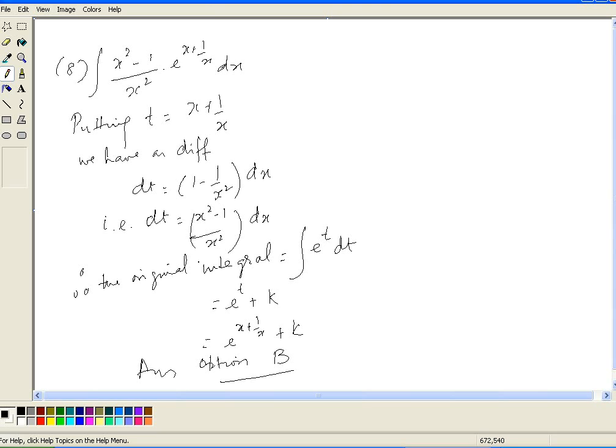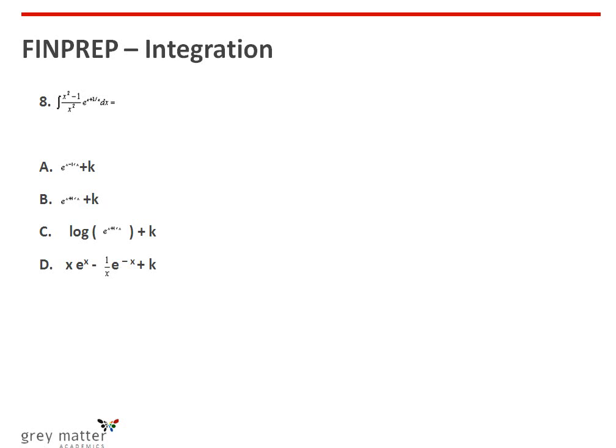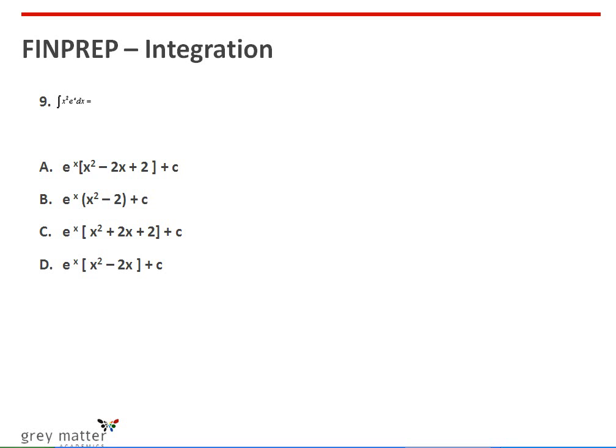So the answer is option B. Going back to our PowerPoint projection, it is option B. It says e power x plus 1 by x plus k. 9th question. Ninth question, integral of x squared e power x dx.